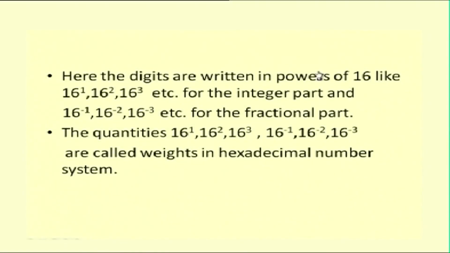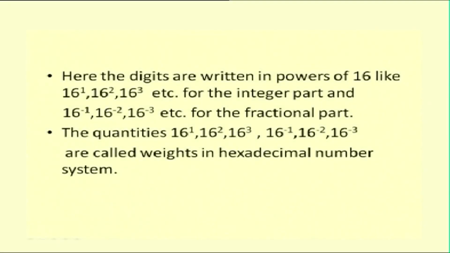In the hexadecimal system, what we do is we represent each digit with a power of 16. Any digit in a hexadecimal number can be written in the powers of 16 power 1, 16 power 2, 16 power 3 etc. for the integer part, and for the fractional part we can write 16 power minus 1, 16 power minus 2, 16 power minus 3 etc. These quantities, 16 power 1, 16 power 2, 16 power minus 1, 16 power minus 2 etc., are called the weights in the hexadecimal system.